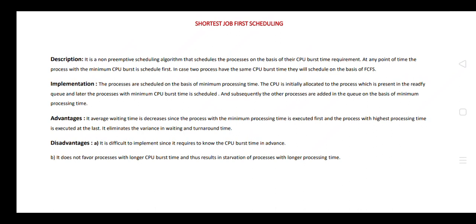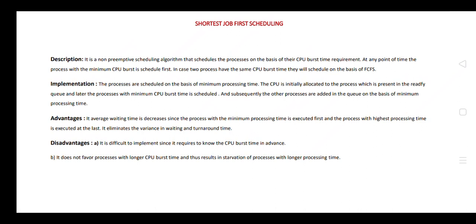Now what is the advantage of shortest job first? As we discussed, the main thing is that in shortest job first, the average waiting time and the turnaround time are definitely minimal as compared to other algorithms. As we discussed while studying the scheduling criteria, we need to minimize these two parameters in order to derive a very efficient scheduling algorithm. We need to minimize the waiting time and the turnaround time. So this is the advantage which we get from the shortest job first scheduling algorithm.